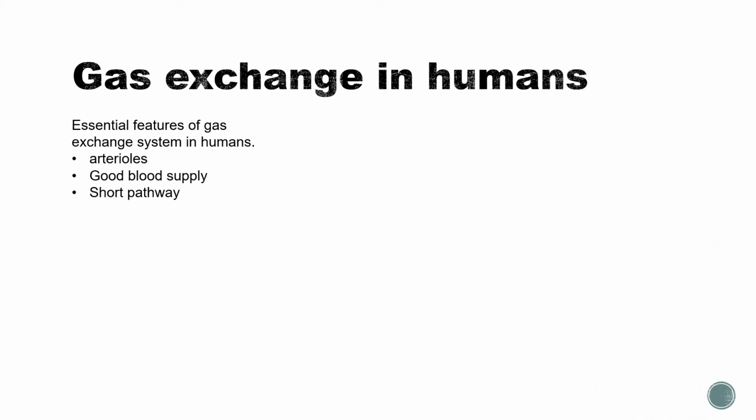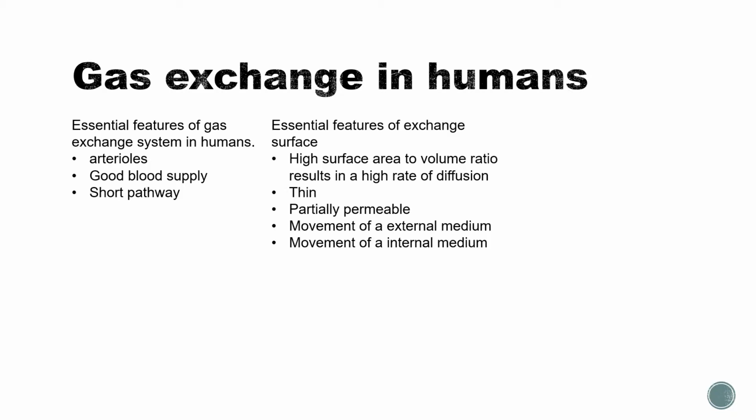Gas exchange in humans. Essential features of a gas exchange system in humans are arterioles, a good blood supply, and a short diffusion pathway. Essential features of an exchange surface are a high surface area to volume ratio, which results in a high rate of diffusion, being thin for a short diffusion pathway, being partially permeable, which allows gaseous molecules to pass, movement of an external medium, and movement of an internal medium.